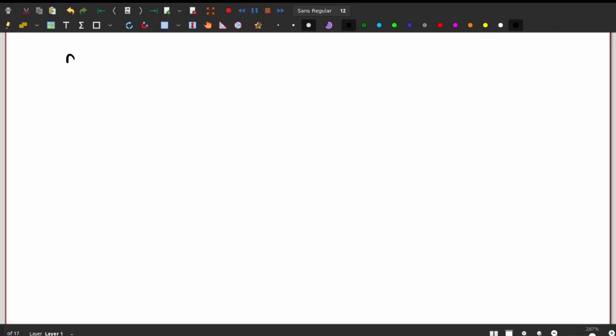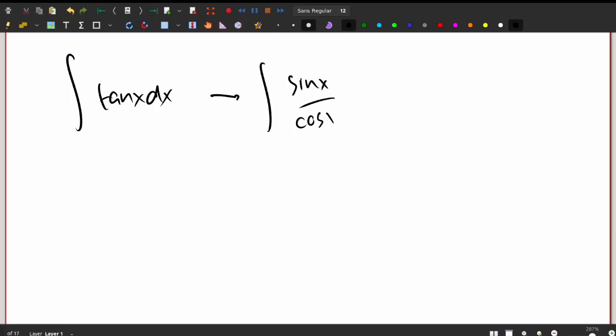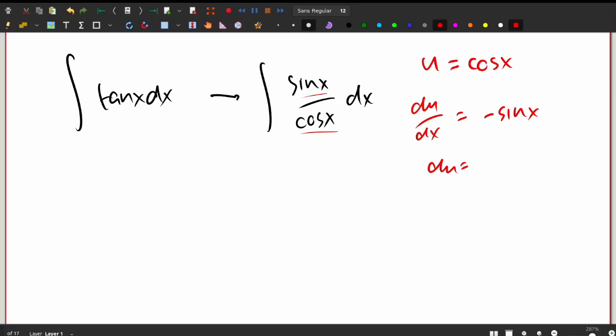Let's look at another problem. This is the integral of tan x dx. Now, unlike sine and cosine, tangent x does not have a very elementary integral. So let's look at what we can do. First, let's rewrite the integral. Sine x over cosine x dx. Now, remember, the derivative of cosine is negative sine. So what we have here is a u sub, where we can say u is equal to cosine x, and therefore du over dx is equal to negative sine x. So du is equal to negative sine x dx.